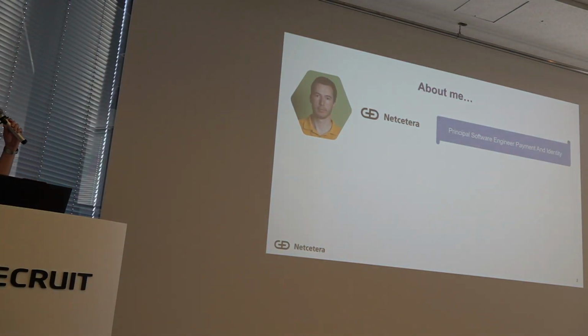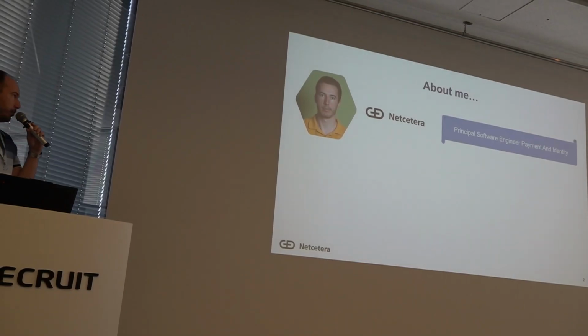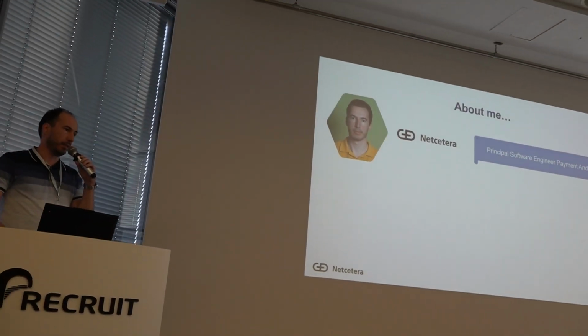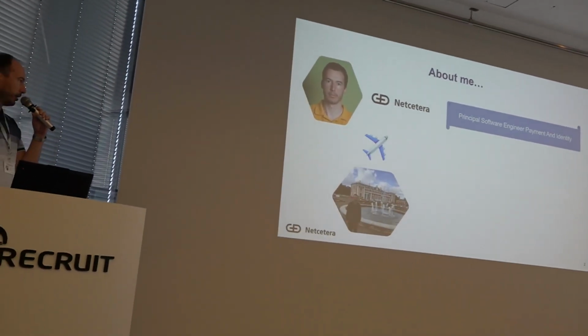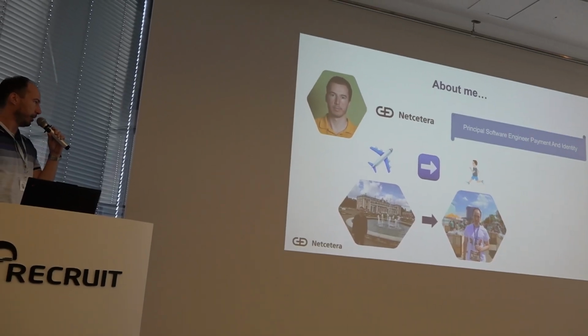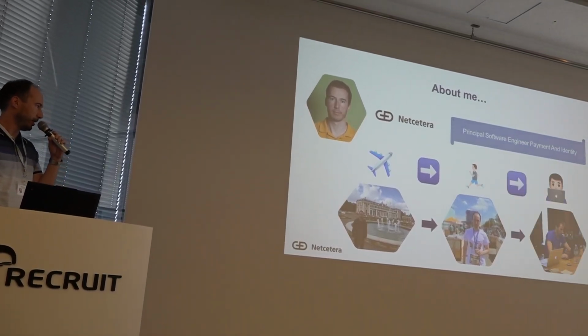My name is Blagoj, I come from Macedonia, and I work as a principal software engineer at G&D. Three things that I like doing: traveling, running, this is sort of on hold for the time being, and last but not least, coding.